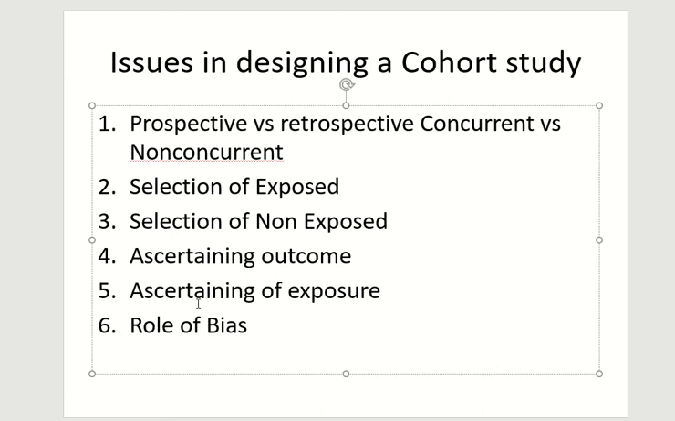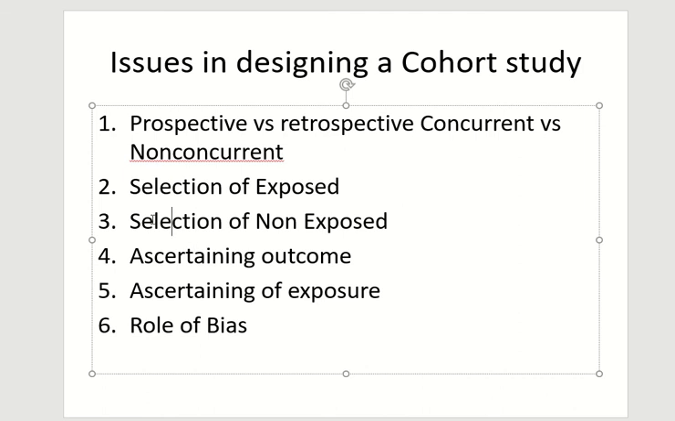And also, how do you go about ascertaining the outcome? How do you go about ascertaining the exposure? Meaning making sure the outcome occurred, making sure the exposure actually really was present. And number 6 is the role of bias.